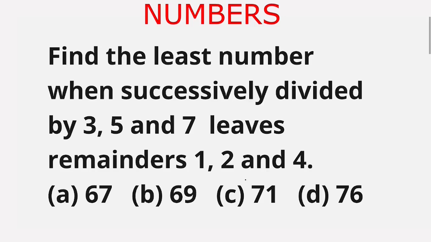In this video, we are solving questions on successive division and successive remainders. Our question is, find the least number which, when successively divided by 3, 5 and 7, leaves remainders 1, 2 and 4. The given options are option A 67, option B 69, option C 71, option D 76.